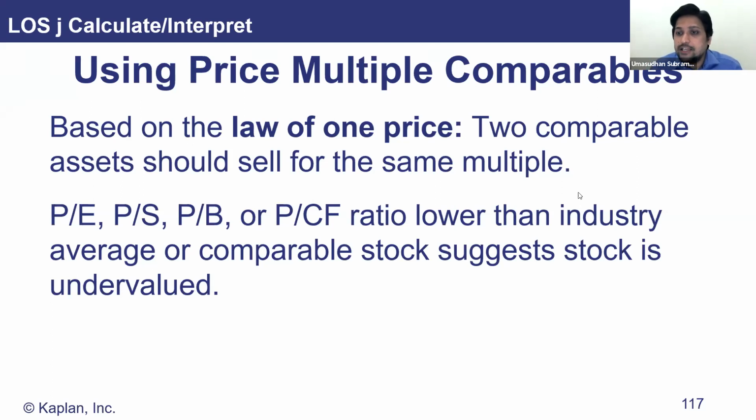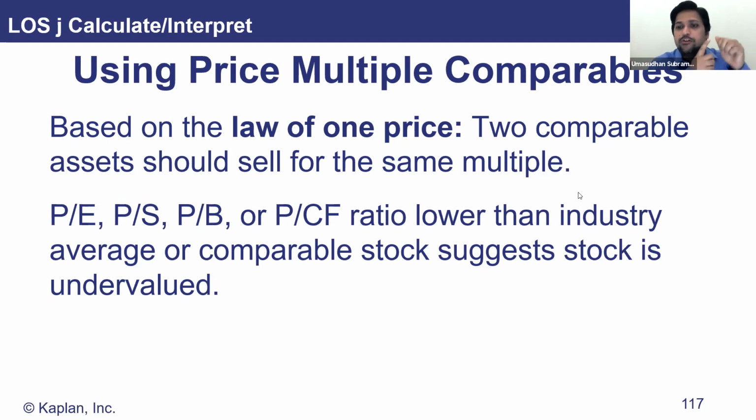So if a company in a similar industry is making an EPS of 3, what should be their share price? If a company has an EPS of 3, what should be their share price? 15. There you go. Because the multiple is the same. A multiple means how many times you are paying more than the value.